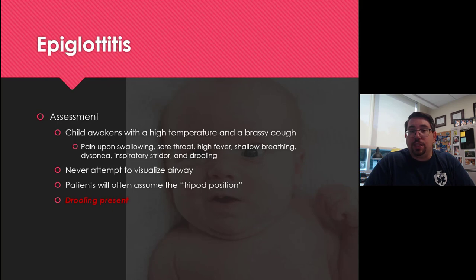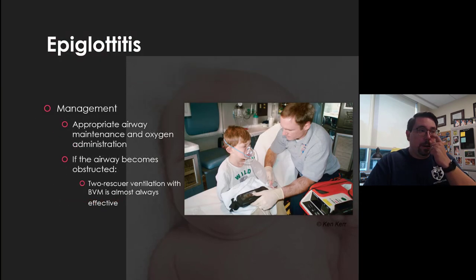The patient oftentimes, again, will assume the tripod position, and you will notice that drooling will be present. Those are the big signs that we're looking for: sore throat, inability to swallow, drooling, fever, and tripod position. Management includes appropriate airway maintenance and oxygen administration. We have to recognize that sometimes less is more in children with epiglottitis.